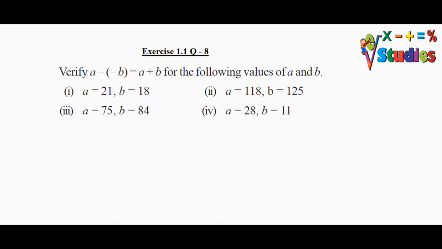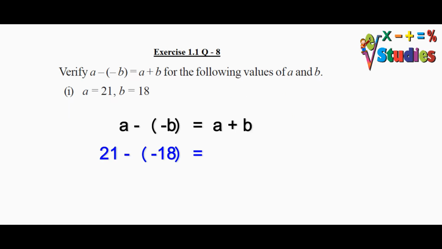So students, let's look at question number 8 of exercise 1.1. Here we have to verify that a minus negative b is equal to a plus b for the values given for a and b in the following questions. Let's look at the first one. In order to solve this problem, we need to substitute the values of a and b given to us. Here a is 21 and b is 18. So if we substitute the values of a and b, we'll have 21 minus negative 18.